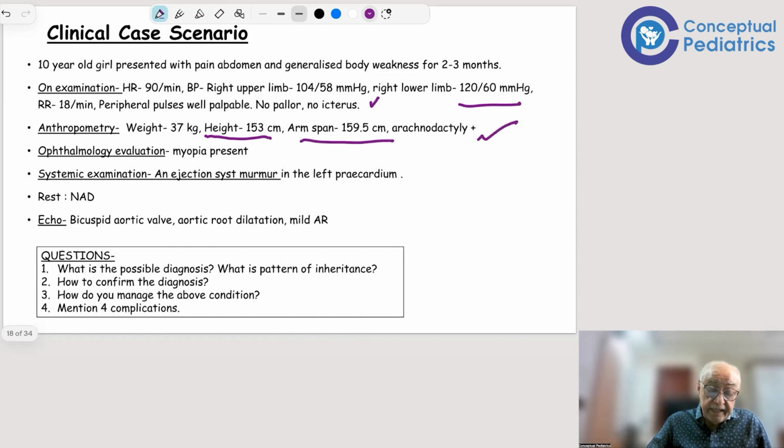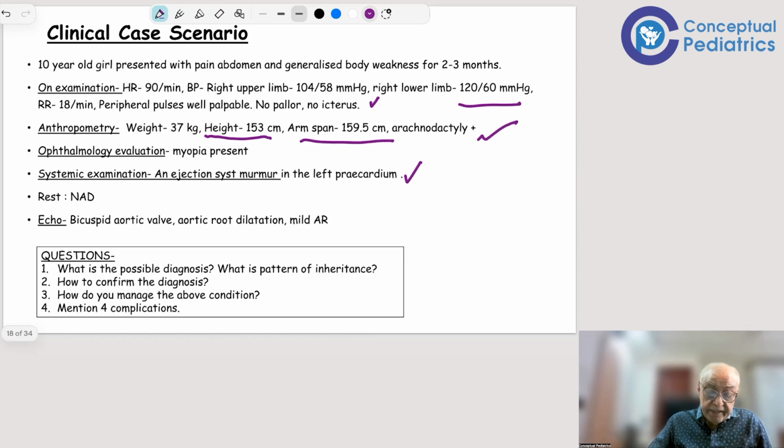When we further examined this child, an ejection systolic murmur was also auscultated in the left precordium. Now you have a child who has arachnodactyly, with arm span more than the height in a 10-year-old, and coming with vague complaints of abdominal pain and generalized body weakness. But with the rest of the systemic examination normal, the possibility of Marfanoid or Marfan syndrome was kept.